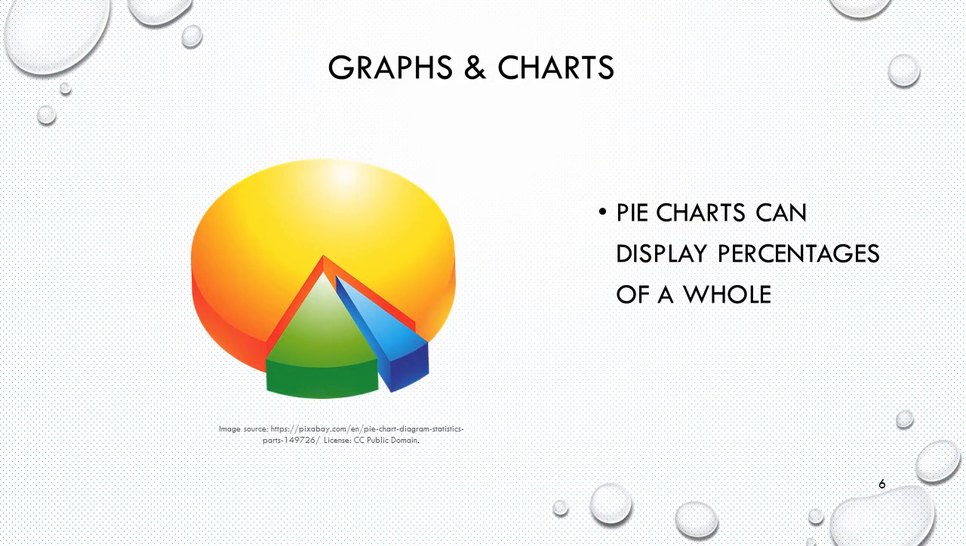This image shows a pie chart. Pie charts are good at expressing information in terms of fractions of a whole. In other words, if you have 100% of something broken into separate smaller categories, pie charts are good at expressing or displaying that type of information.